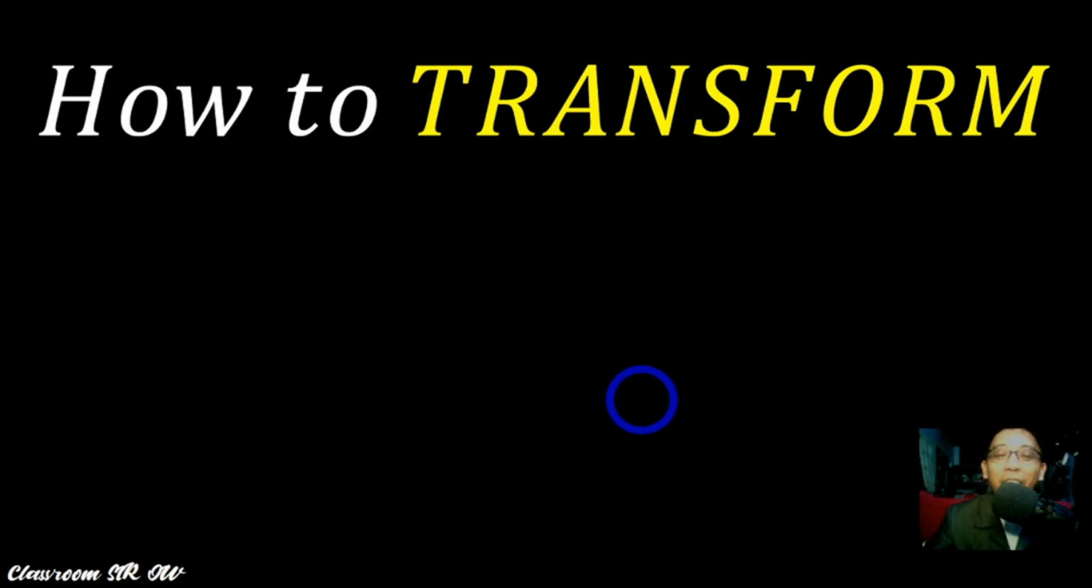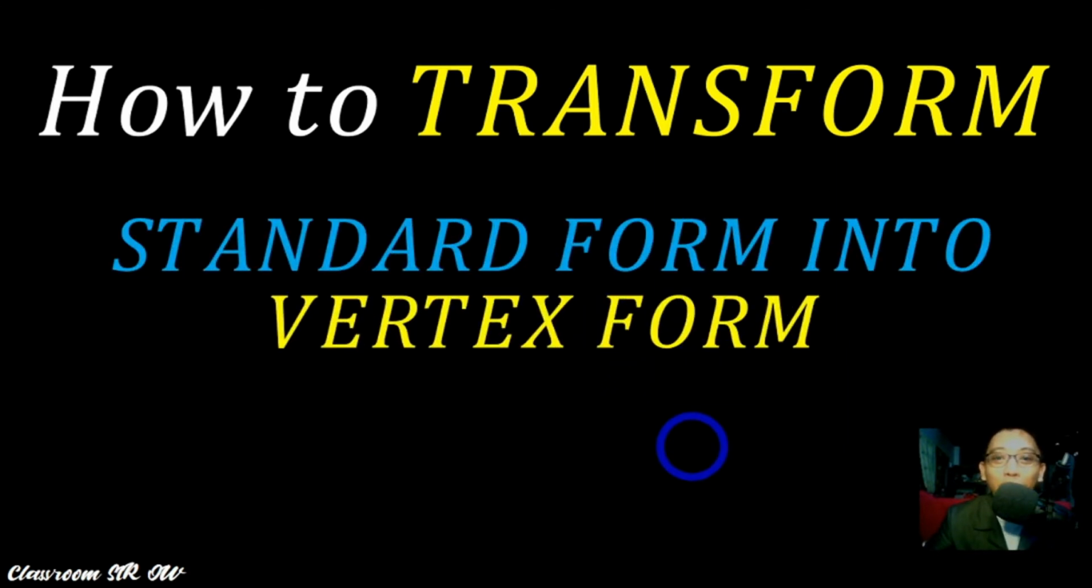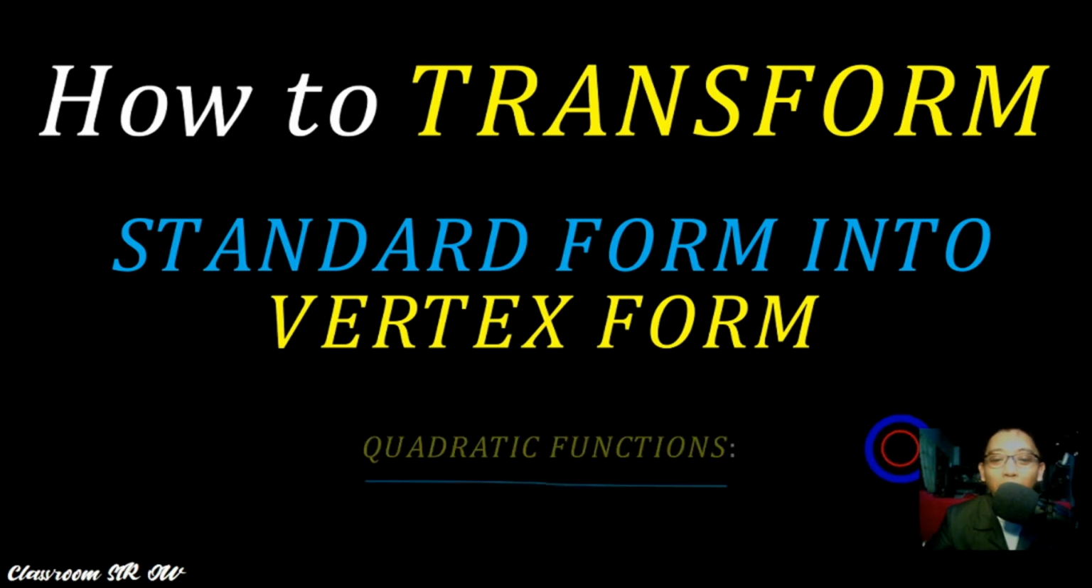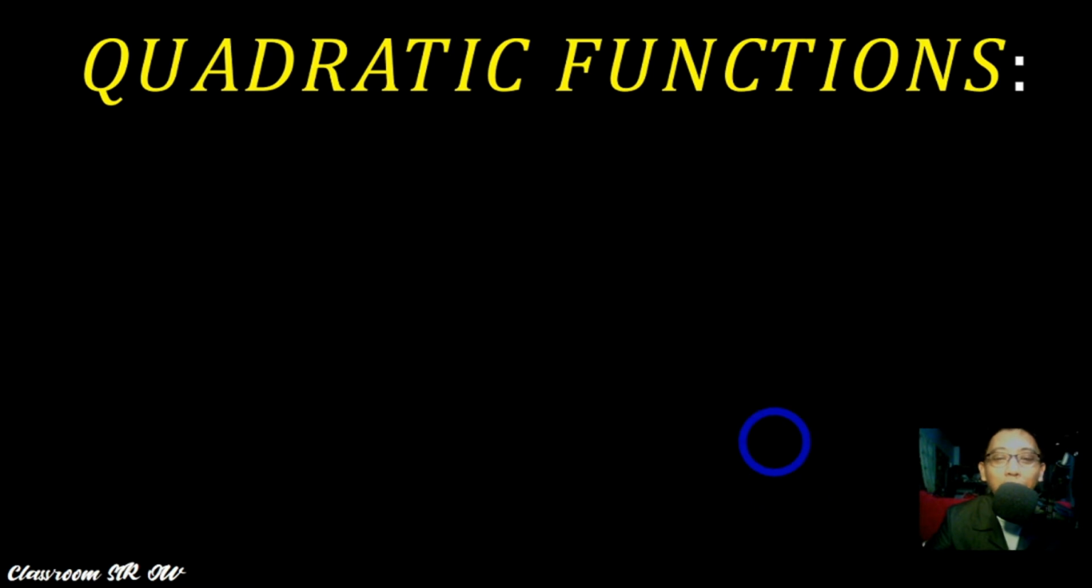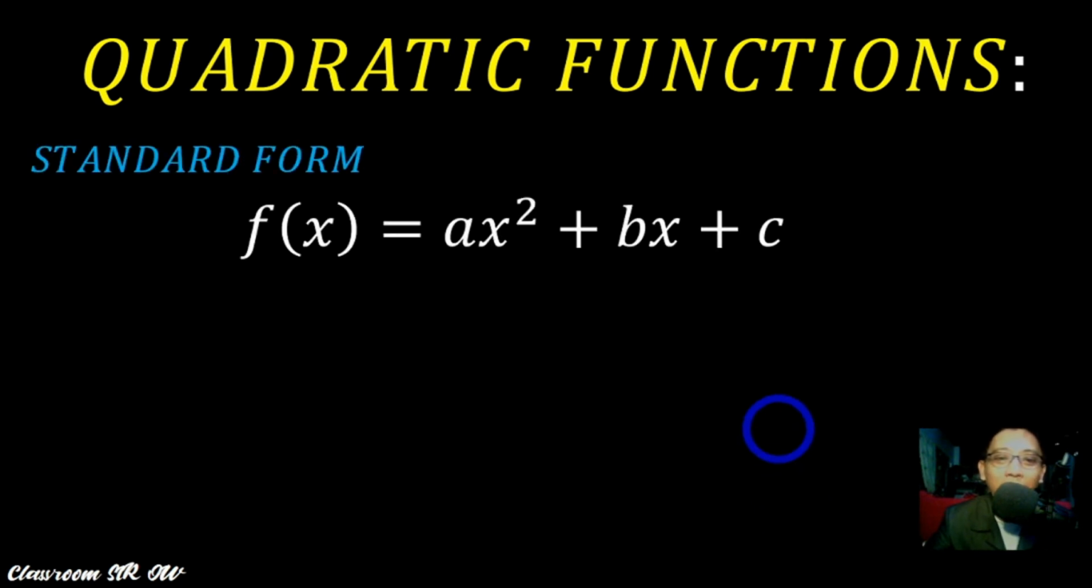So today, yes, you will learn how to transform, convert, or change standard form into vertex form of quadratic functions. Now, the standard form of quadratic function is written as f of x, which is also equal to y, is equal to ax squared plus bx plus c. So therefore, this is still a degree of 2 function.